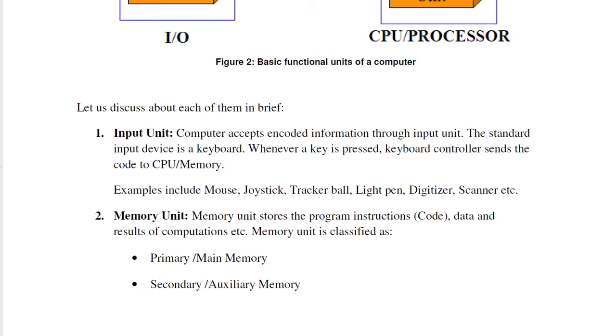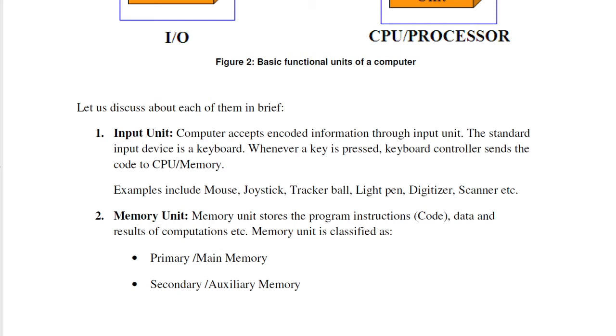the CPU or memory. It will send the code to the CPU and then decode, because once again, the computer cannot understand human language. Examples of input units are mouse, joystick, tracker ball, light pen, digitizer, scanner, and etc. That includes keyboard. Now we also have memory unit.